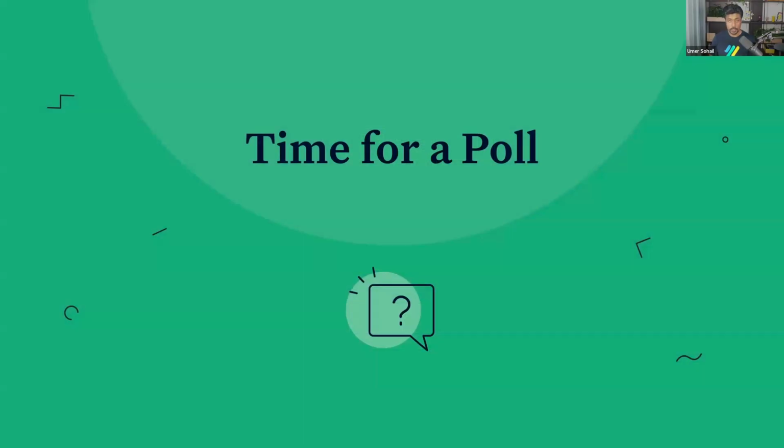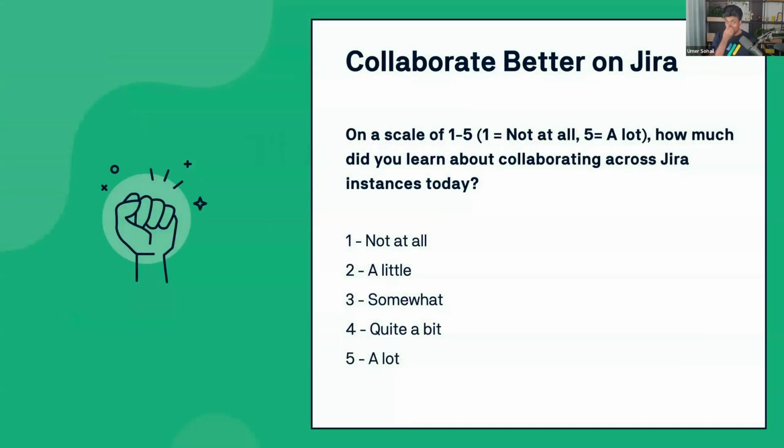With that, before we head into the Q&A session, just one last poll to see how we did, and it's a time for reckoning for us. From 1 to 5, how much did you learn about collaborating across Jira instances today? From 1 being not at all to 5 a lot. I am hoping for 4s and 5s, and I'll be a little bit sad if you give a lot of 1s and 2s, but it's also fine. Just be honest.